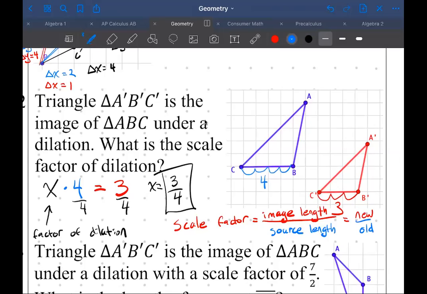Let's try to be as technically correct as we can, because geometry is that class where we have this transition into formal proofs and being very, very maybe pedantic. But yeah, it's the image length divided by the source length. And check that out. So the image length in this case was 3. The source length was 4. So just do 3 divided by 4. Yeah, that's the answer. That's how we got it. This will work all the time as long as you can find the original length to plug into the formula.